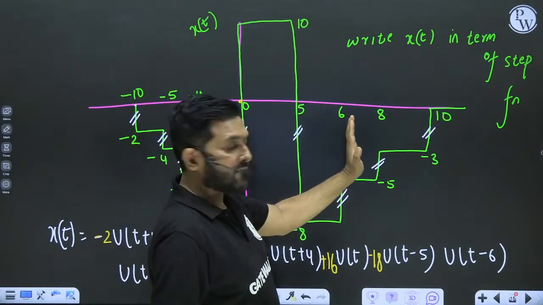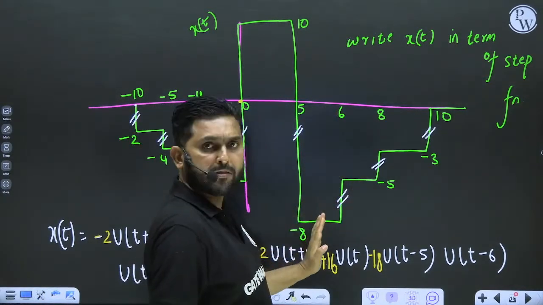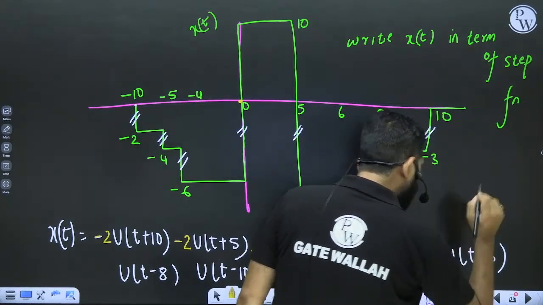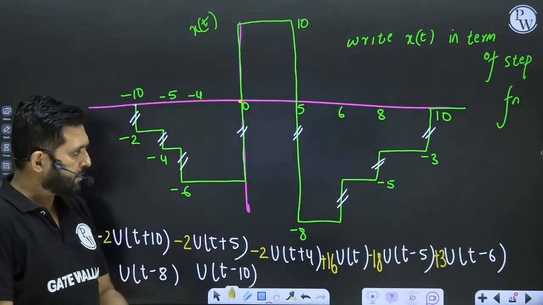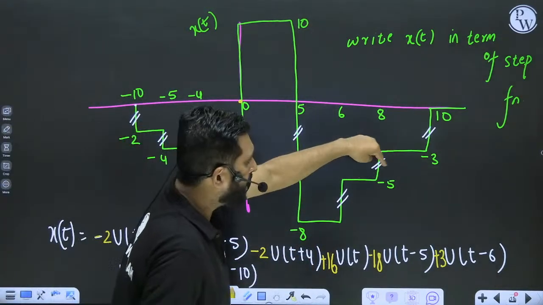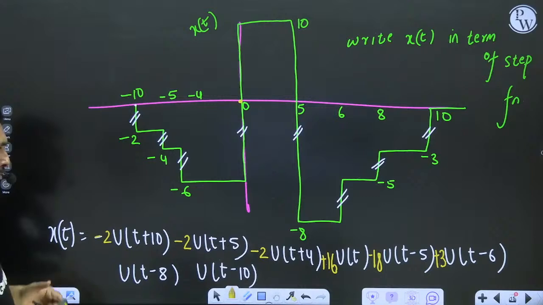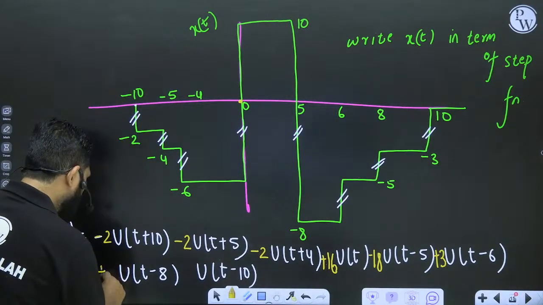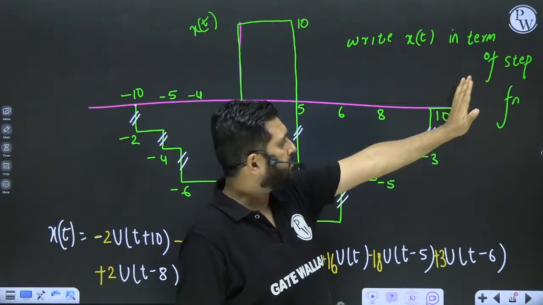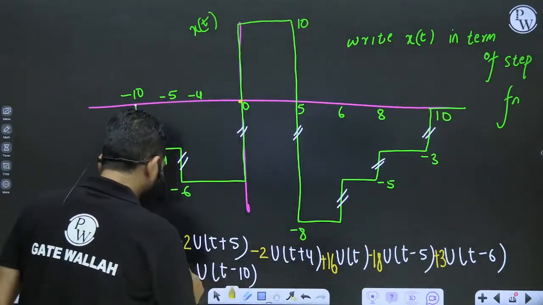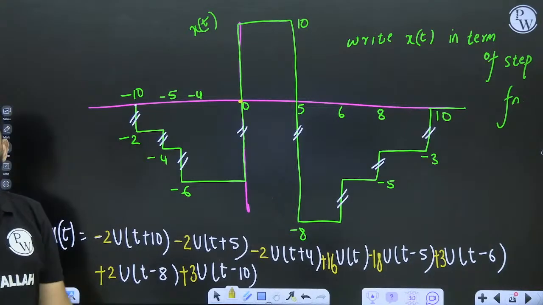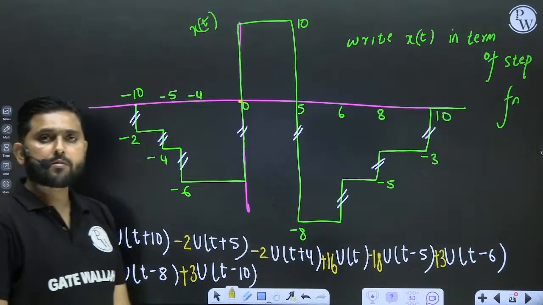At 6, what is the value? Minus 5 minus of minus 8. It is plus 3. See, minus 5 minus of minus 8 becomes plus 3. At the next point, minus 3 and minus 5 are the values, so it is plus 2. And at 10, 0 minus of minus 3, it is plus 3. So this is what my x of t is.